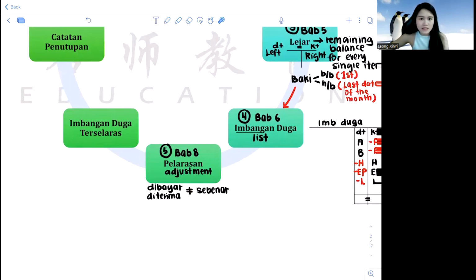Whether or not we have received or paid, I don't care. I want them to be the true value. And as for those I did not receive in time or did not pay in time, we will have a specific position for them. So that is what we're going to learn in Bab 8. We adjust everything into their true figure.